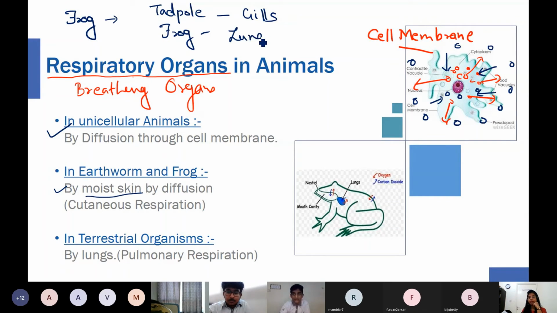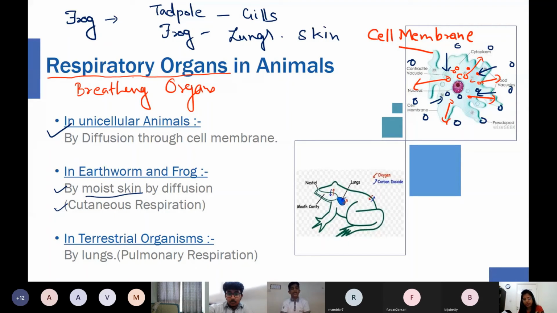Yes, lungs. Correct. Lungs are there, but the frog can also do a little bit of gaseous exchange through the skin. So frogs, in different stages, use different kinds of organs for respiration. During the tadpole stage, gills, and when it becomes an adult, lungs or skin. Now there is a special word for respiration through skin, and its name is cutaneous respiration. Respiration through skin is called cutaneous respiration.